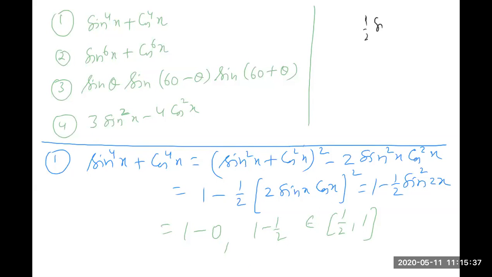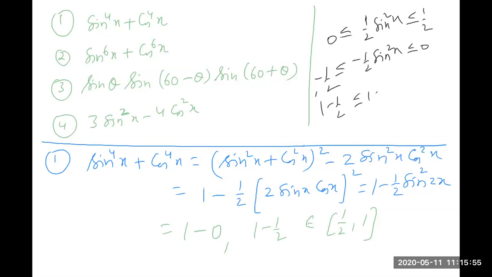Half sin^2 2x will be greater than 0, less than half. Then minus half sin^2 2x will be greater than minus half, less than 0. If you add 1, so 1 minus half sin^2 2x lies between 1 minus half and 1 plus 0. So this is half and this is 1. So this will lie between half and 1. So the minimum value of this is half, maximum value is 1. This is the range of this. So the answer for the first question belongs to half to 1.